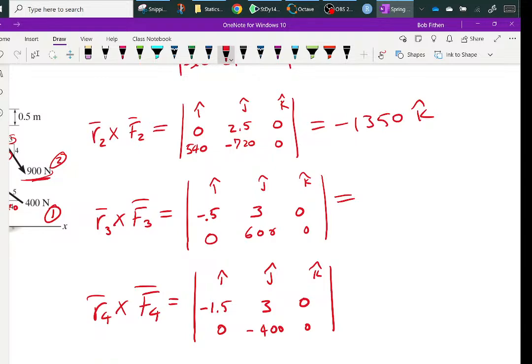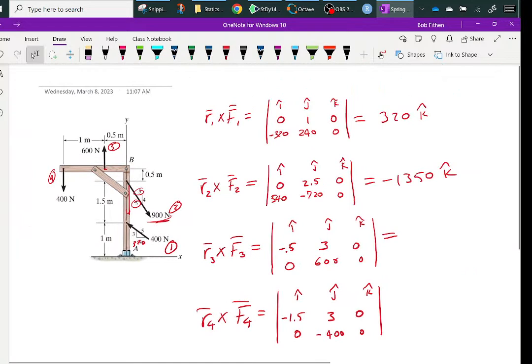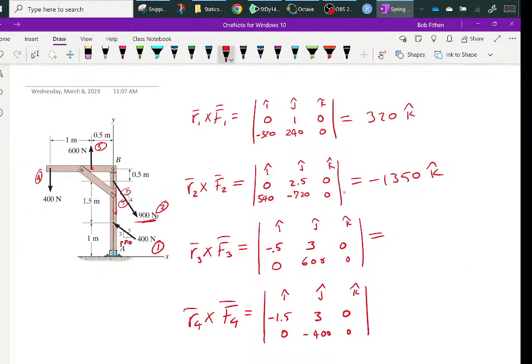Okay. So let me kind of explain what I'm actually doing. I've actually got all these things. I'm going to try to find an equivalent moment down here at A, and that's what I'm doing. And that's all I'm doing. Okay. I'm guessing that's a 600.